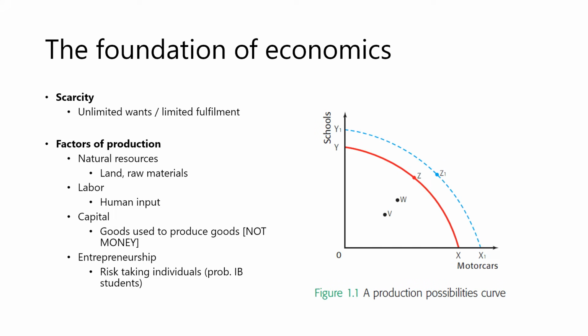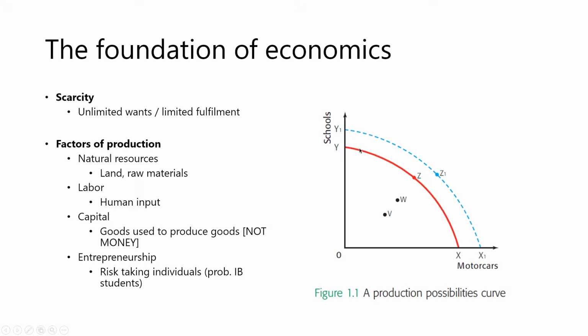So this all begins with the foundation of economics, which is centered around the idea of scarcity, which is that there are unlimited wants and limited fulfillment. This is symbolized with a PPC curve, or production possibilities curve. As you can see here, you have schools on the y-axis and motor cars on the x-axis, which shows that you can either produce schools or cars. This is very simplified, but it shows the concept.